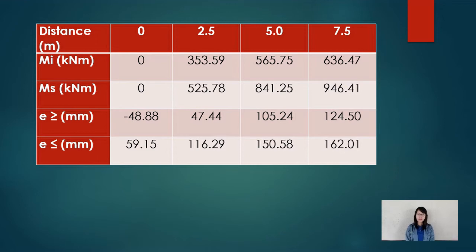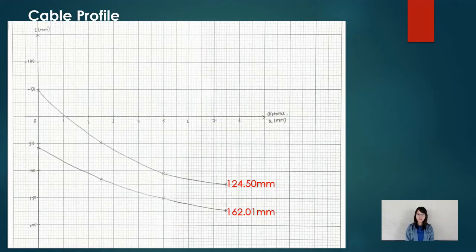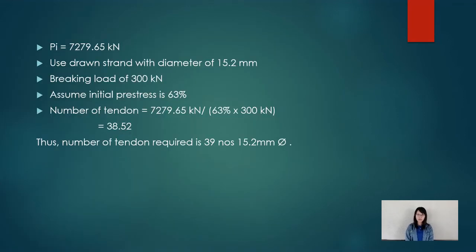Next, the cable profile shows that the maximum eccentricity is between 124.5 mm and 162.01 mm. So the drawn strand of 15.2 mm diameter with a breaking load of 300 kN was proposed, and the initial prestress was assumed to be 63%. Thus, the number of tendons required is 39 with 15.2 mm diameter in 1 meter run.